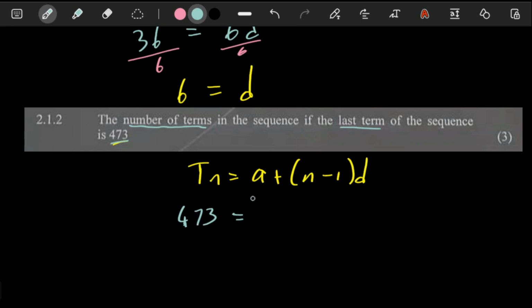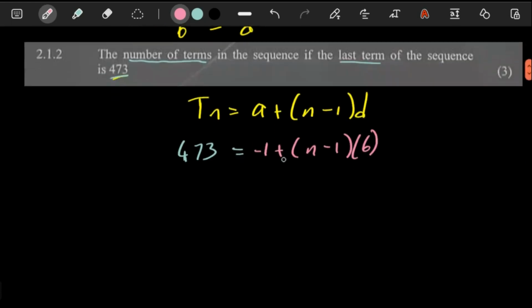You see, I was confusing it with the Sn formula, where if you have the first term and the last term, you can get the Sn. This is the formula I was thinking of, but we cannot use it here. So the first term, they told us it's -1, and our d we worked out to be 6.